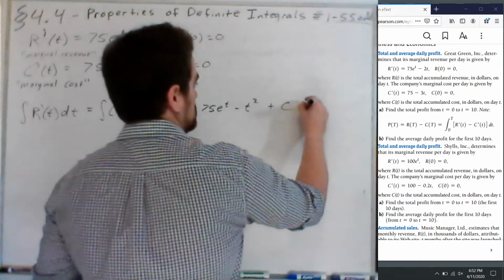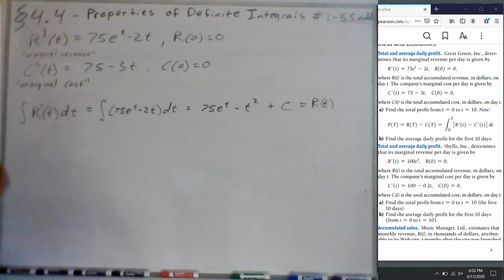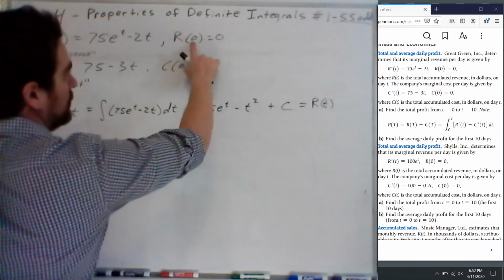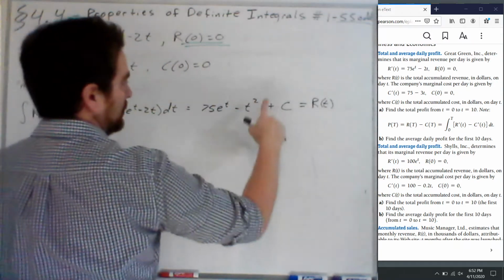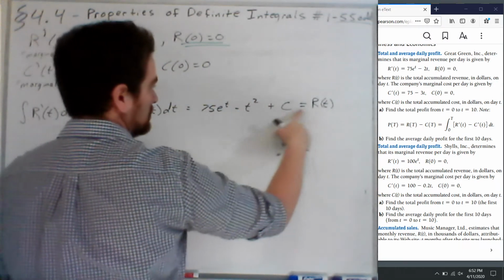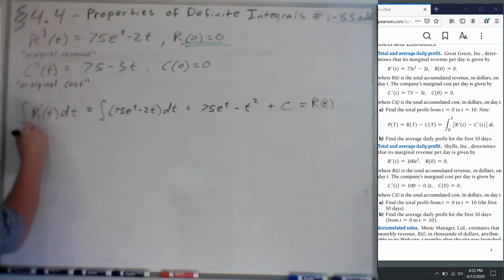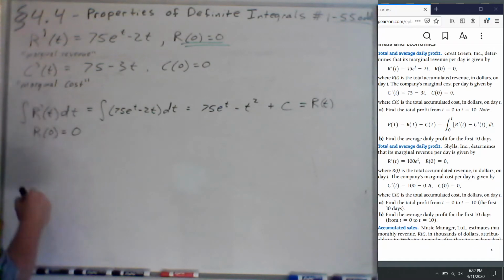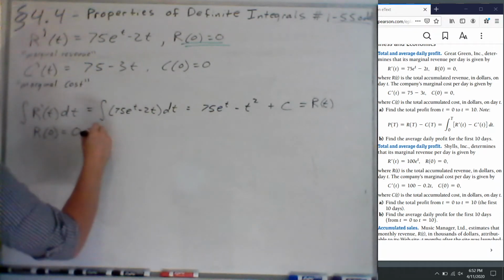This is R of t. Well, the nice thing about this is R of 0 is 0. So what that means is if I plug in 0 into this function, I should get the result of 0. So let's go ahead and plug that in. R of 0 is equal to 0, which is this function R of t with 0 plugged into it.